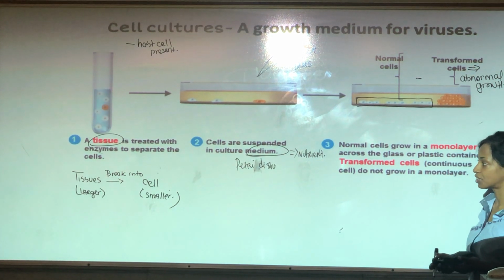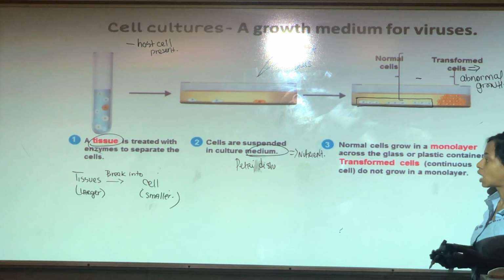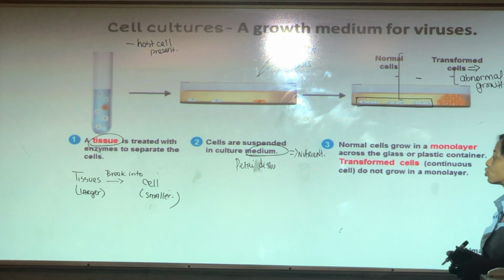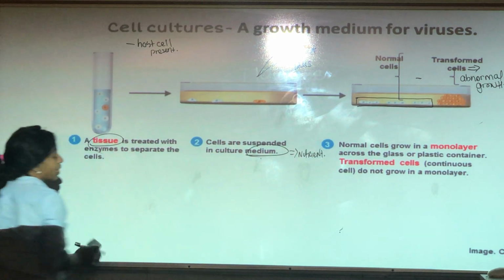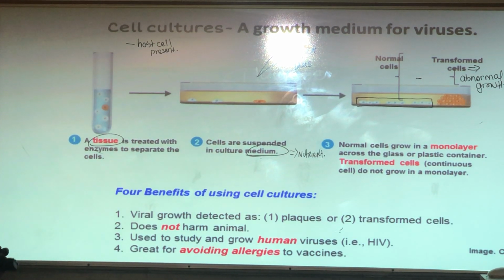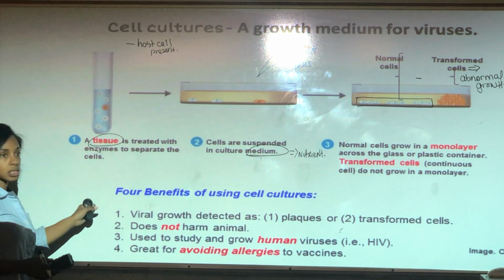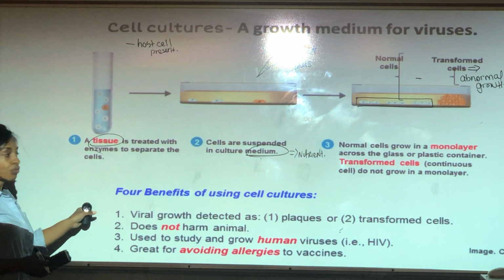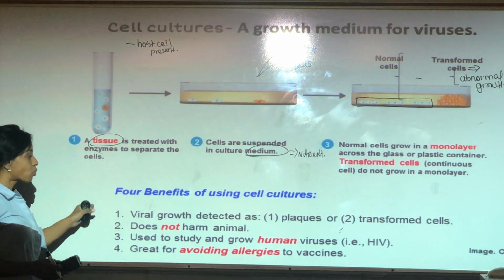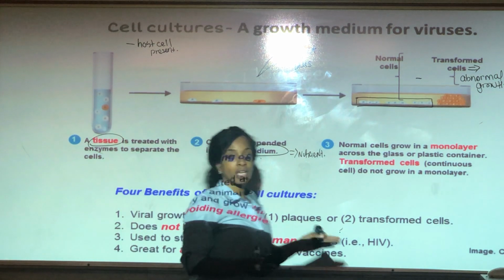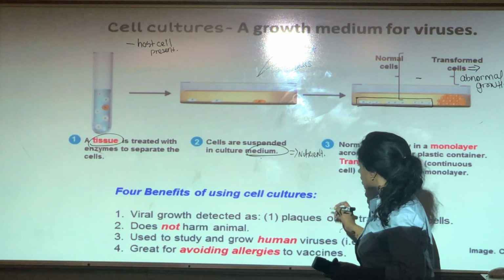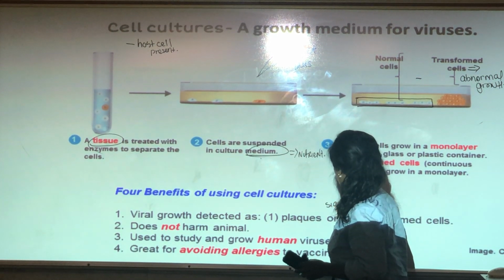So what are some advantages to growing cells in a cell culture as opposed to growing them in animals or in eggs, all right? So there's 4 benefits of using the cell culture. 1, we can still detect the growth of the virus. And remember, when we are detecting the growth of the virus, we are looking for a sign, right? So what is the sign? These are 2 signs, all right?